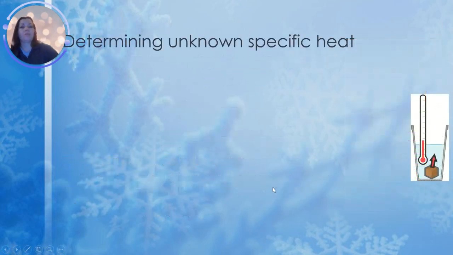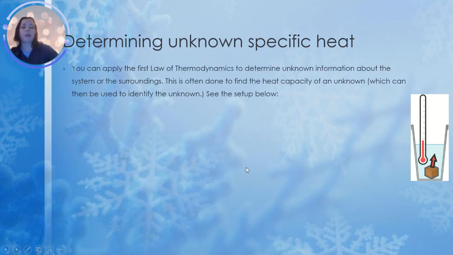Okay. So if you are asked, and I mentioned this a minute ago, to determine an unknown specific heat, you can apply the first law of thermodynamics to figure it out. So you do this by finding the specific heat of the unknown in a calorimetry setup. So you would set up a Q situation where you have mCΔT equals mCΔT, because we assume that all of the heat that is lost by the unknown, and let's just talk about an unknown metal for simplicity, so any heat that's lost by the metal will be gained by the water.